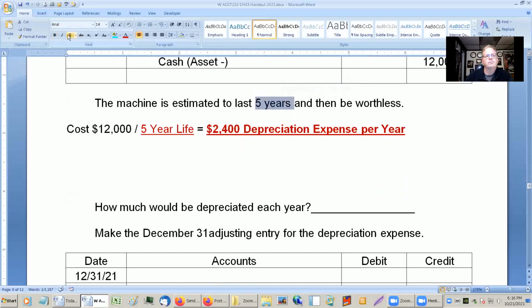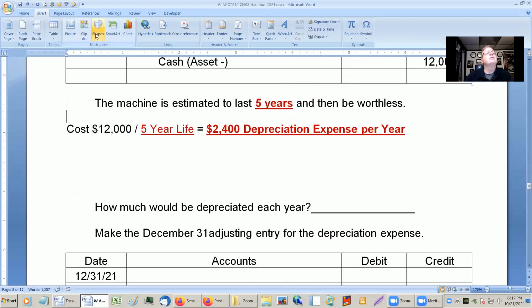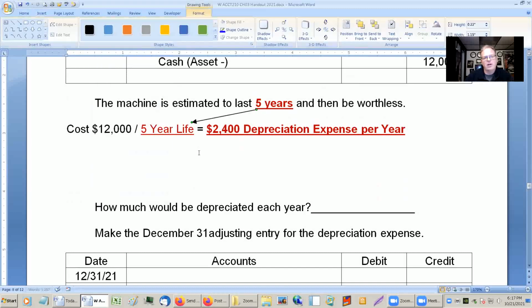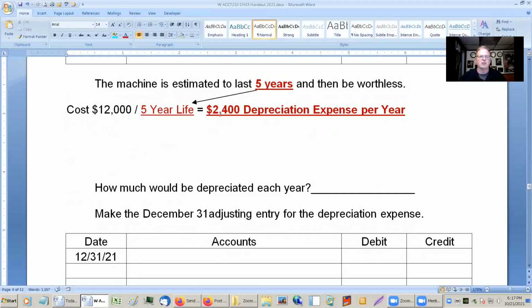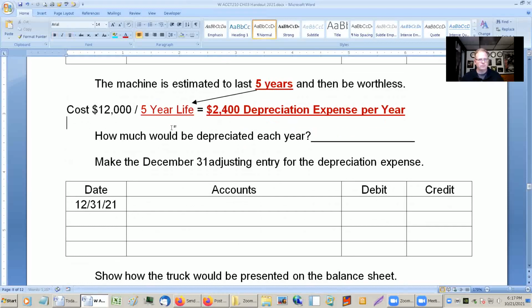Depreciation expense. So this is over 5 years. This thing's going to last us for 5 years, so every year we're going to take off a little bit because we're going to spread it out over 5 years. The 12,000 really isn't just for this year. It's going to benefit the company for 5 years. So every year I'm going to take out 2,400.